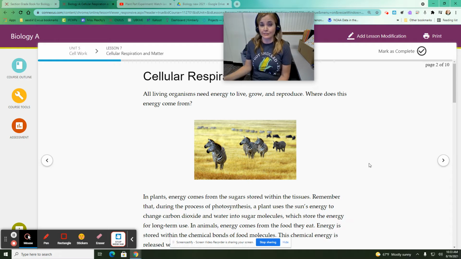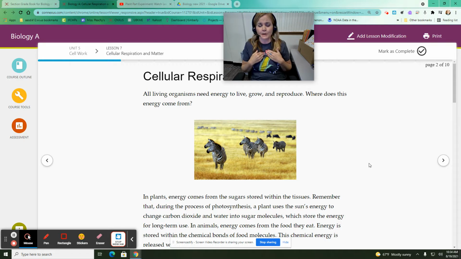It's energy that they've stored or energy that they've eaten. So if you are an animal, you eat your food and then you have to break that food down and access the energy that's stored in the food. A plant does photosynthesis, they make their own food, but they still need to access that stored energy in the food that they've made and break it down into a more usable form of energy.